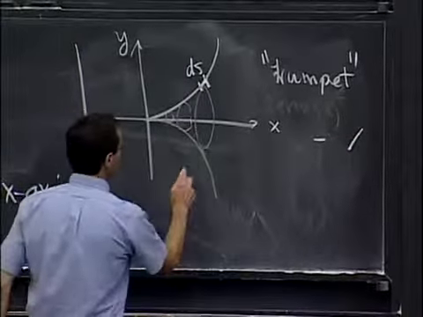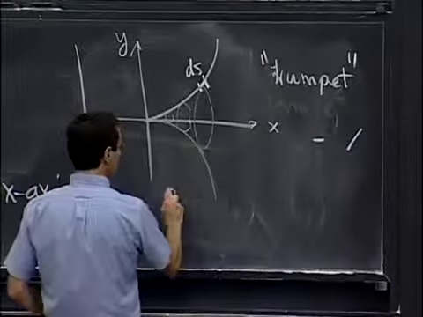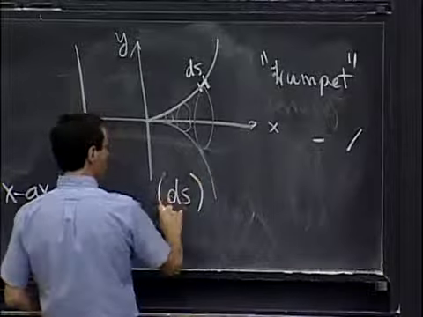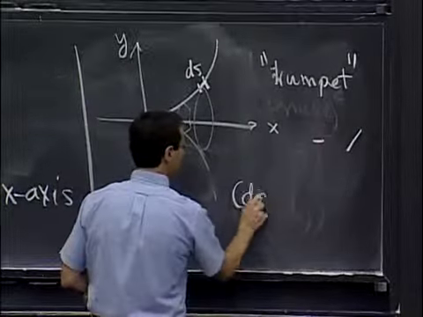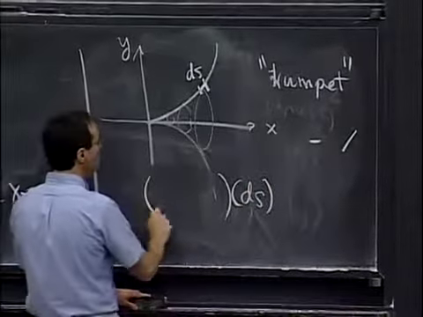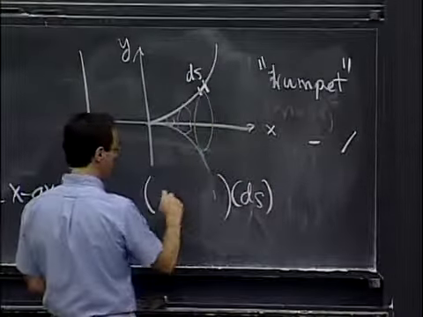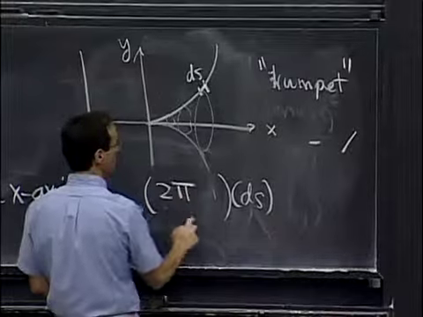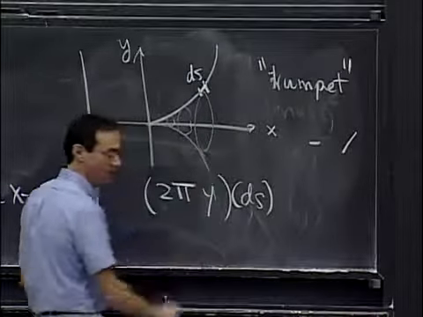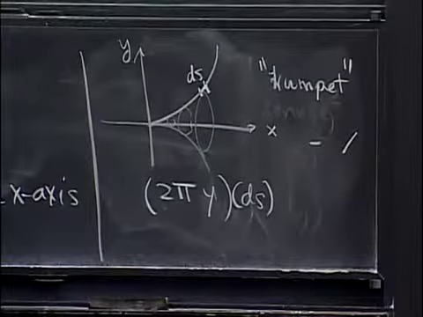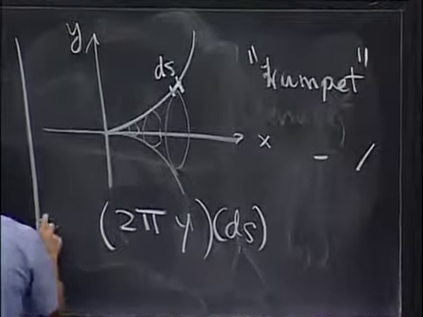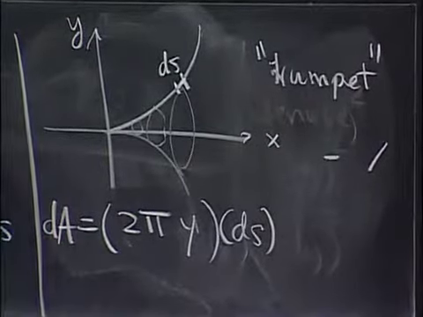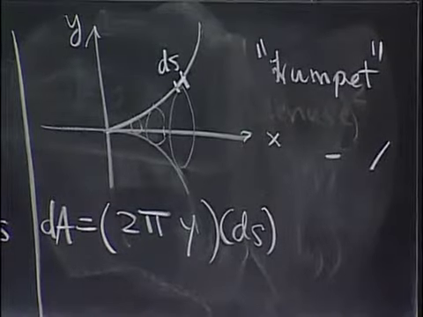So the total is going to be ds, that's one of the factors here. Maybe I'll write that second. That's one of the dimensions. And then the other dimension is the circumference, which is 2 pi, in this case, y. All right, so that's the end of the calculation. This is the area element of surface area.